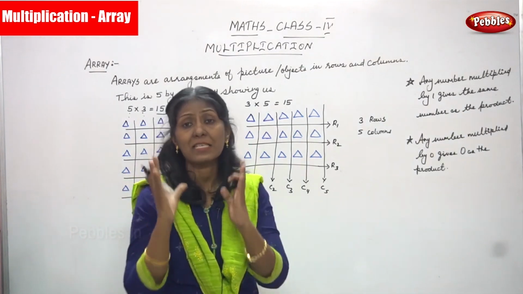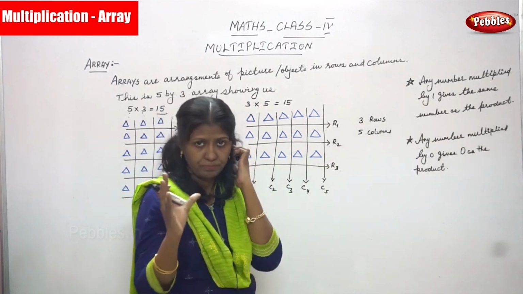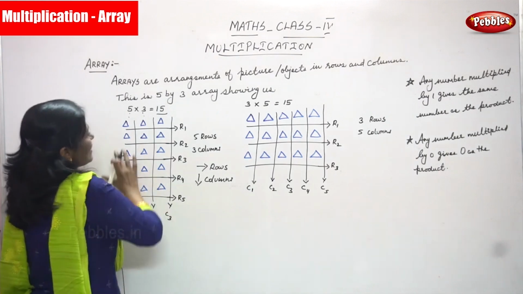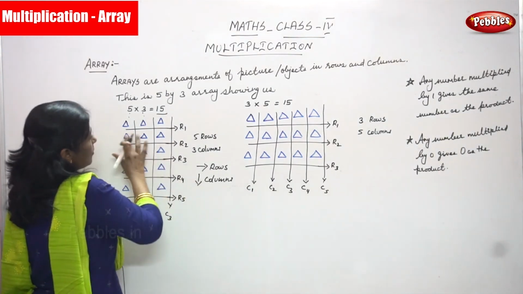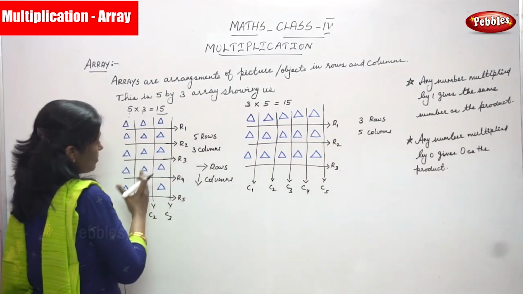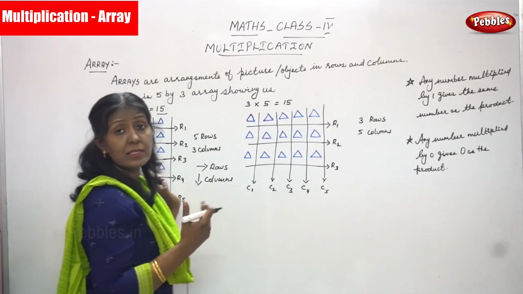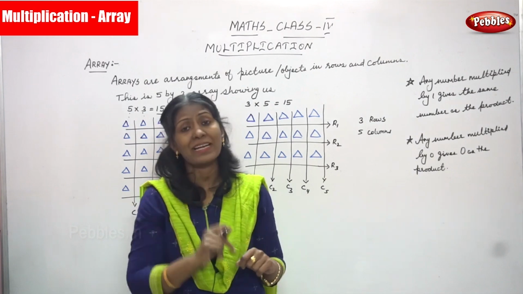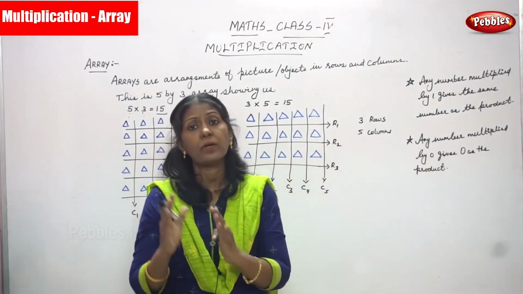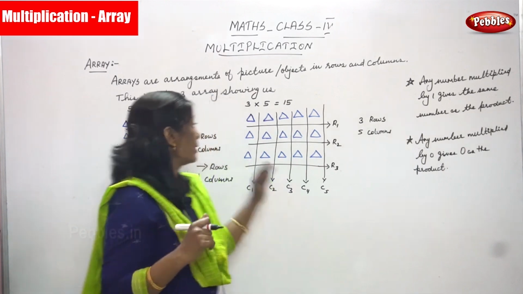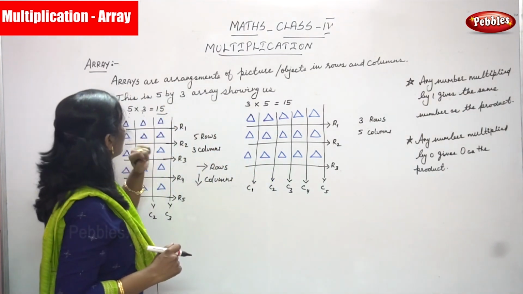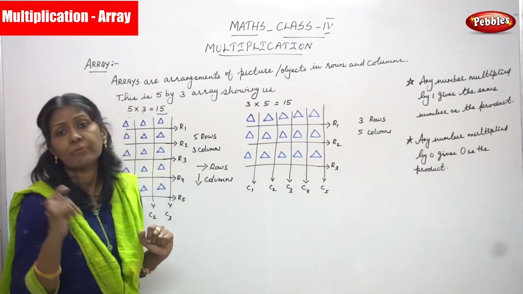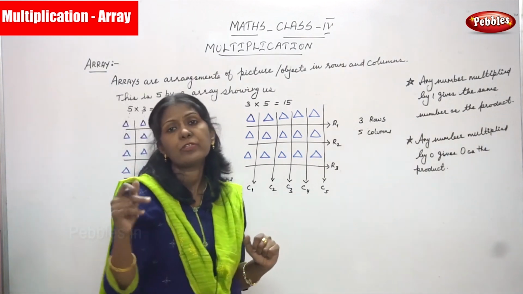That is 15 objects given in the particular diagram. So it is an array. How can you call it an array? Because the objects are arranged in rows and columns. In this diagram there are 5 rows and 3 columns, arranged in a proper order, a proper array. It is an example of 5 into 3 is equal to 15. 5 and 3 are factors, and 15 is the product.